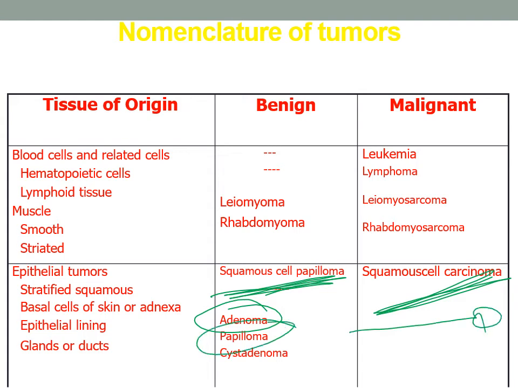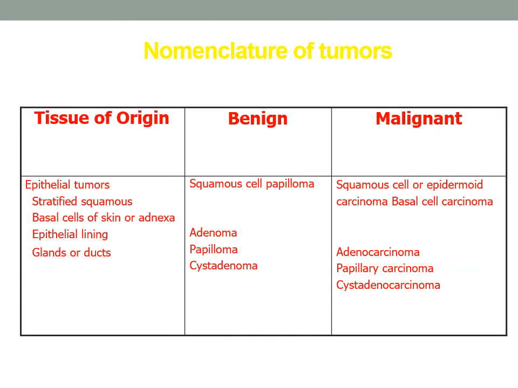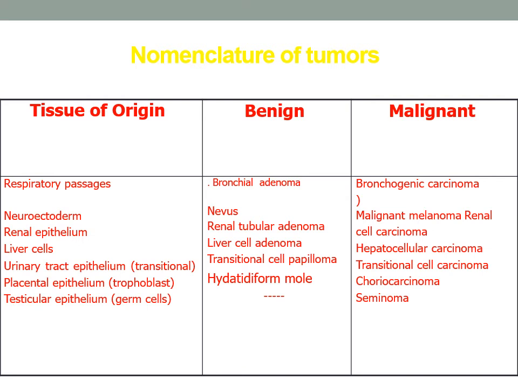We have papilloma again and cystadenoma. That is benign. Of course, we don't have malignancy of this type. Of course, in the nervous system, if they are from the neuroectoderm, we have neuromas, and if they are from the renal tubule, we have renal tubular adenoma and renal tubular carcinoma. If they are from the liver, we have liver cell adenoma, sometimes hepatoma, and hepatocellular carcinoma. We have transitional cell papilloma and transitional cell carcinoma if they originate from the epithelium of the urinary tract.